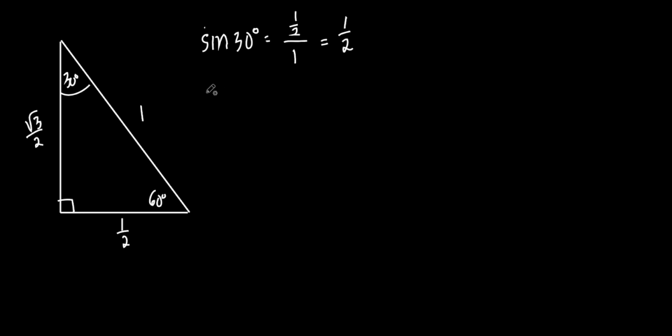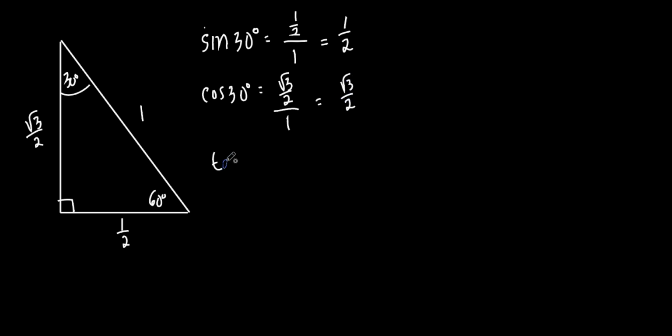What is the cosine of 30? Well, the cosine of 30 is the adjacent over the hypotenuse. So it's the square root of 3 over 2, over 1. Everybody see that? Because your hypotenuse is 1. It's adjacent over hypotenuse. And what is that? It's the square root of 3 over 2. Again, that's a number we're going to have to know.